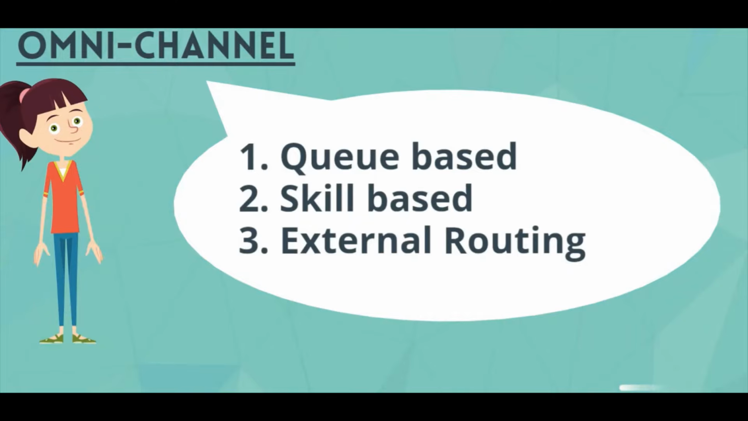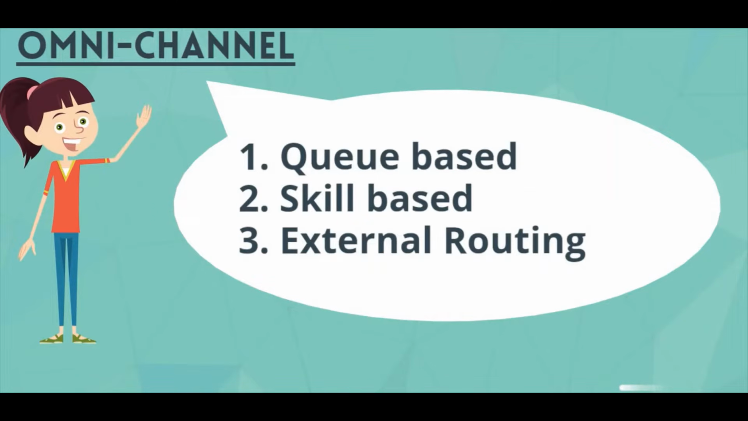Omni channel can be configured in three ways. One is queue based, second is skill based, and third is external routing based. First, we'll go through queue based configuration in Omni channel.